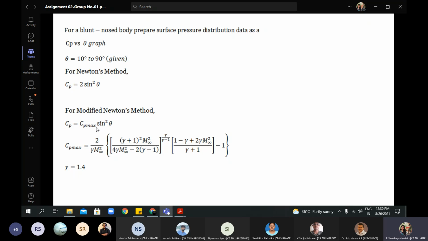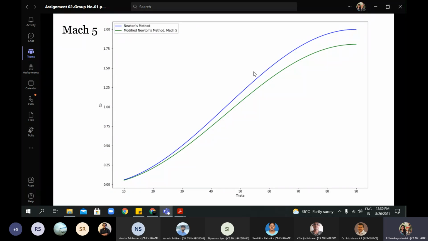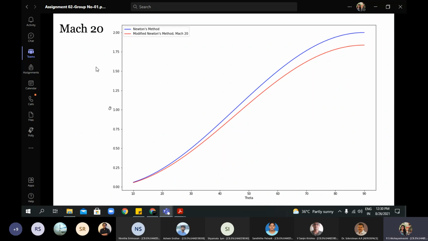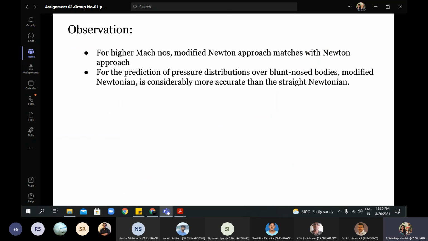So we've calculated our Cp max, varying our Mach numbers. We were given Mach numbers of 5 and 20. We varied both of those, and we got a Newton's method graph and the modified method graph. This is for Mach 5 and this is for Mach 20. From here we observe that for higher Mach numbers, the modified method approach matches with the Newton approach, and that is considerably accurate over the straight Newton method.